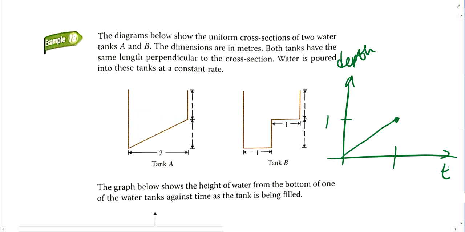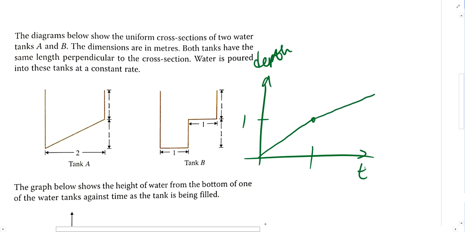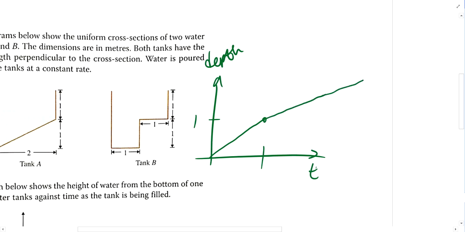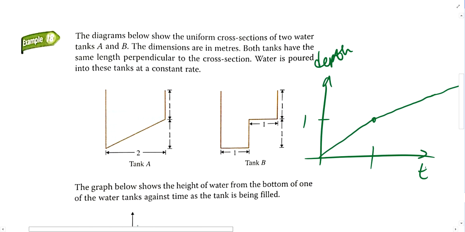So now the depth is 1 meter. Okay, what happens after this point in time? After the water reaches this part, does the rate increase or decrease? Decrease. So it should be steeper or gentler? Gentler. It takes a longer time. Okay, understand how this works? Okay, then another type of question. What if the water tank looks like this?